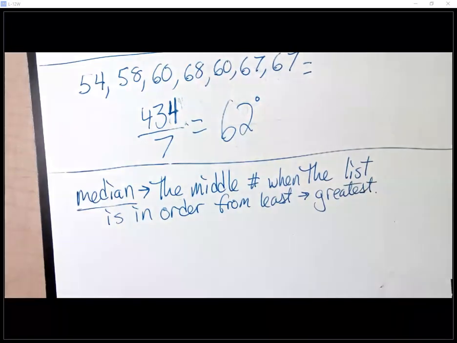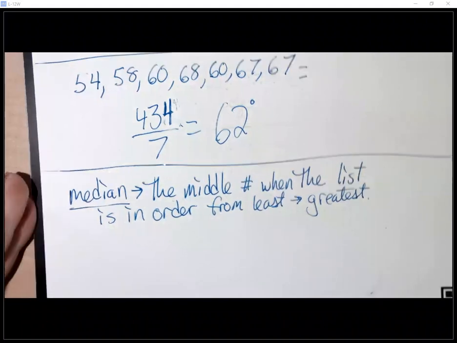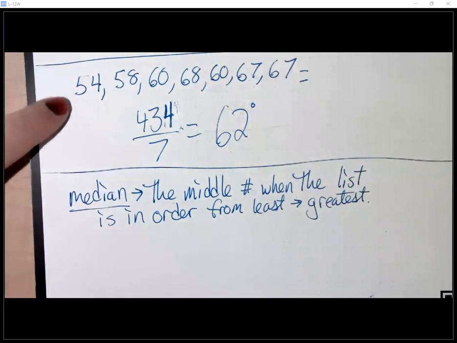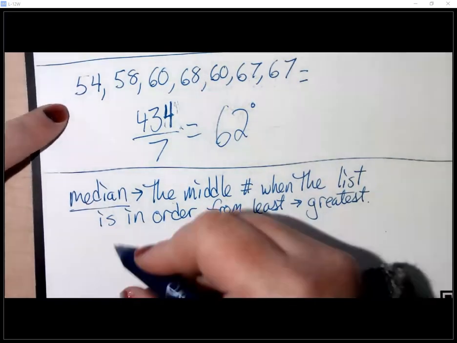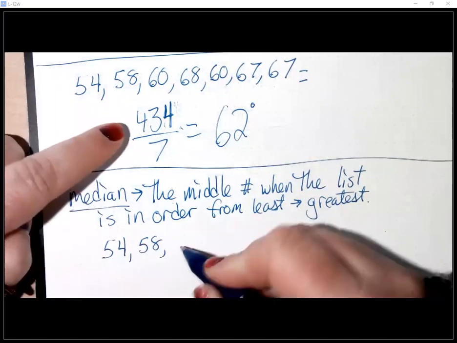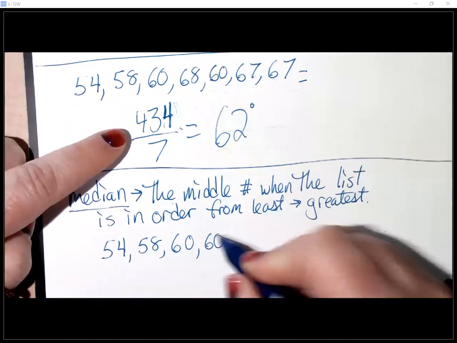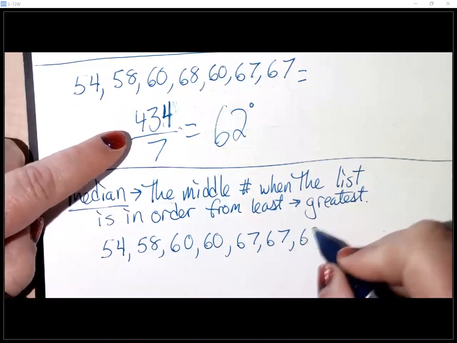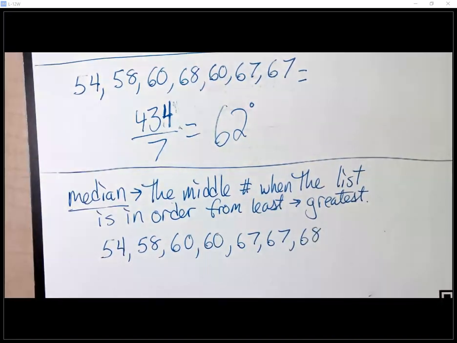So if I wanted to find my median, I'm going to use the same set of temperature values that we just used, but now we'll find the median of it instead of the mean. So the first thing I'm going to want to do is list my numbers in order from least to greatest. Looks like I'm going to start off the same way, 54, 58, and then I'd have 60, 60, my 67s, and then the highest I ever get to is 68. So step one, put your numbers in order from least to greatest.